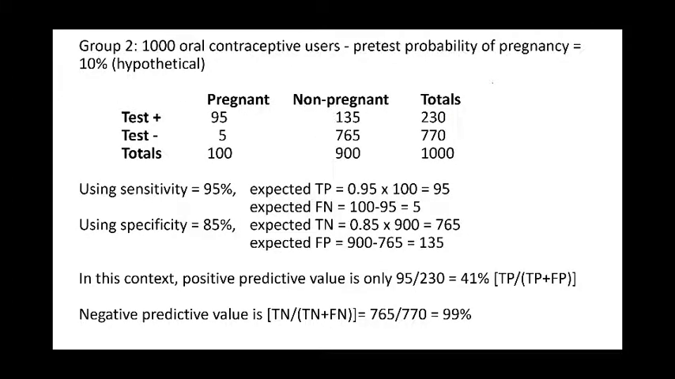Now in group 2, oral contraceptive users who are using OCPs, the number of pregnancies would be lower. So we are expecting it to be 10%. Now 10% of 1,000 is 100, and 900 not pregnant. We do a 2 by 2 table, and using the same mechanism we did earlier, we get the following values. So here positive predictive value is 95 by 95 plus 135. It would be 95 by 230. It is 41%, which is much lesser in this population compared to the other population. Negative predictive value is 99.